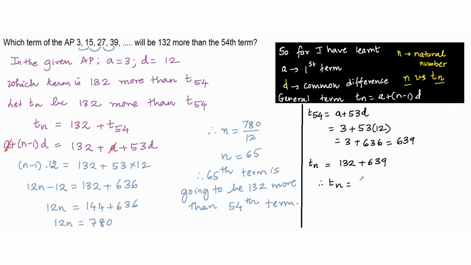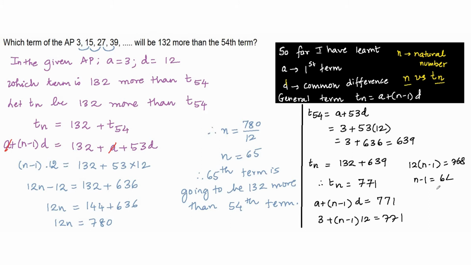and therefore Tn is equal to 771. So Tn is a plus n minus 1 into d is 771. A is 3, plus n minus 1 times 12 is equal to 771, which means that 12 times n minus 1 is 768, and therefore n minus 1 is 768 divided by 12, which is 64, which means n is equal to 65. So we get the same answer no matter which strategy you follow, and this is how we attempt this particular question.